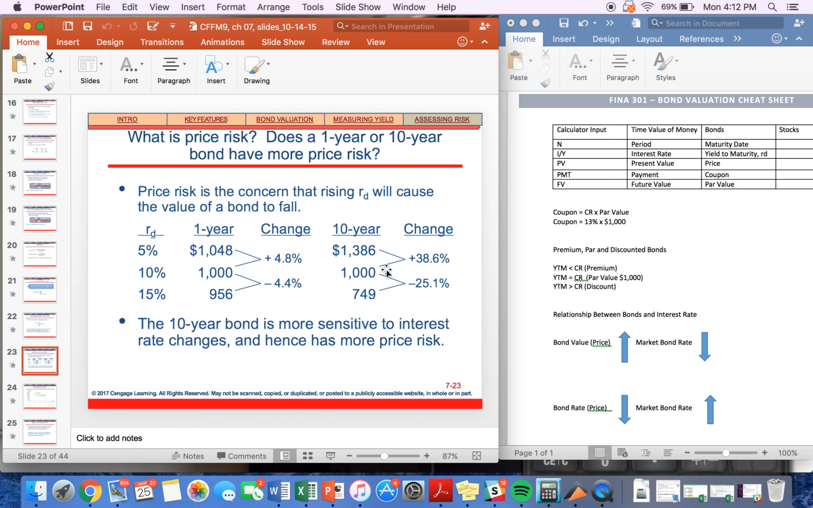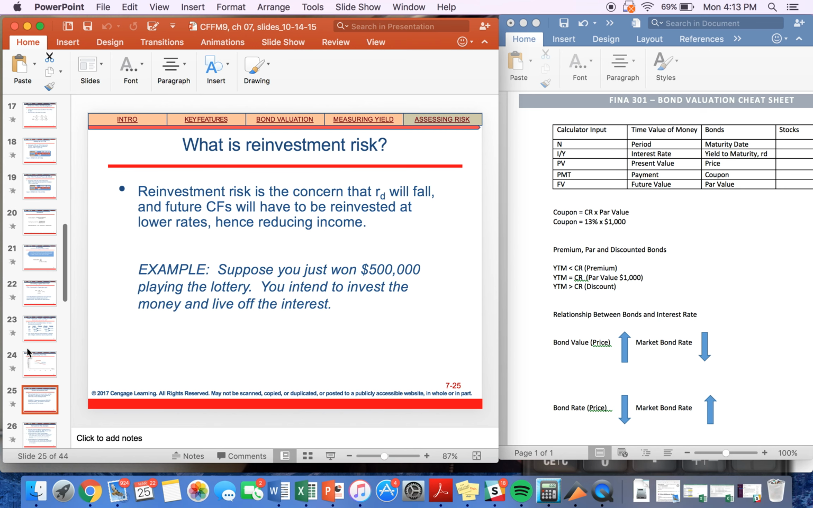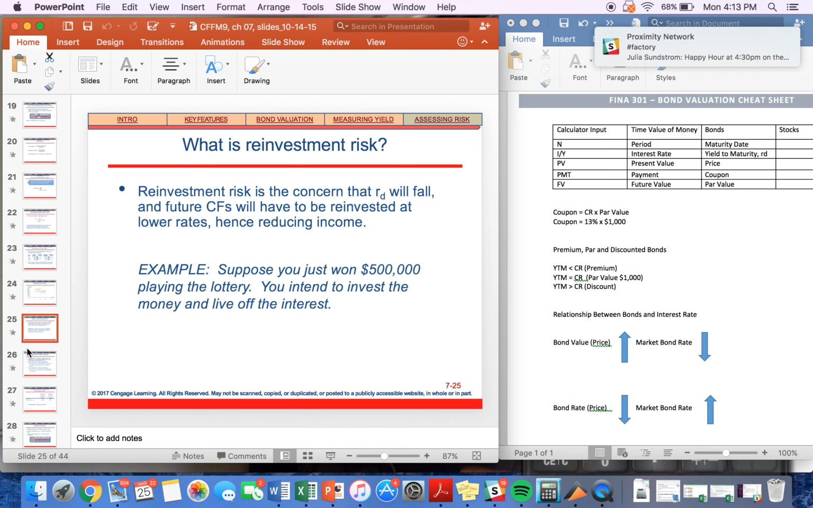And if you're a visual learner, here's the illustration of price risk for you as well. You'll notice that the 10-year bond has far more volatility when it comes to interest rate than the 1-year bond does. Now let's think about reinvestment risk. Reinvestment risk is the concern that your rate will fall and future cash flows will have to be reinvested at lower rates, therefore reducing your income, okay?